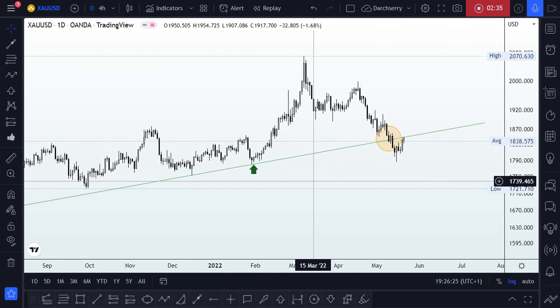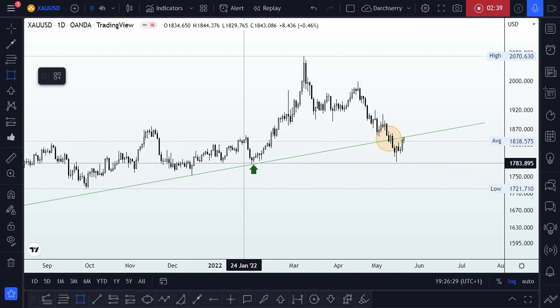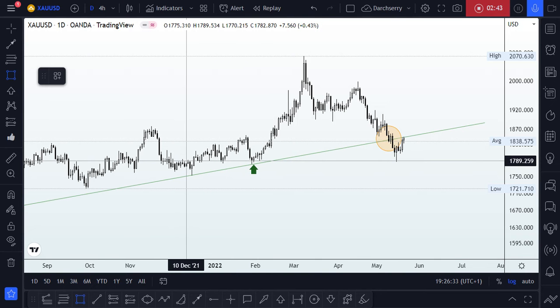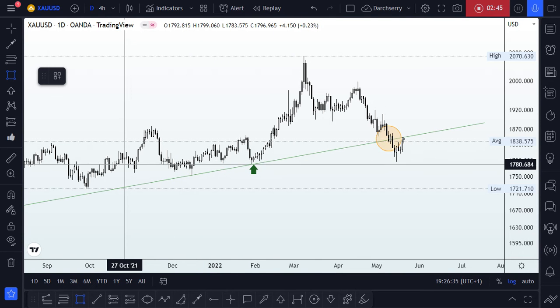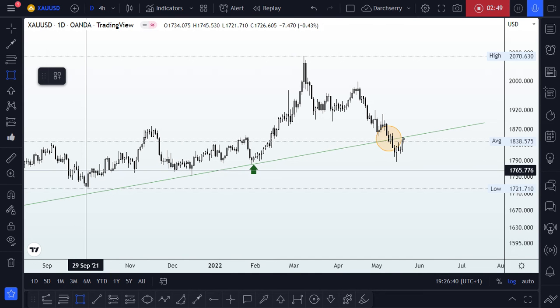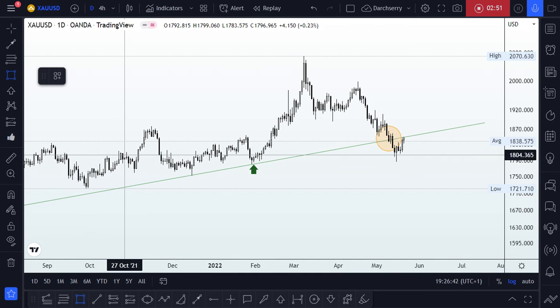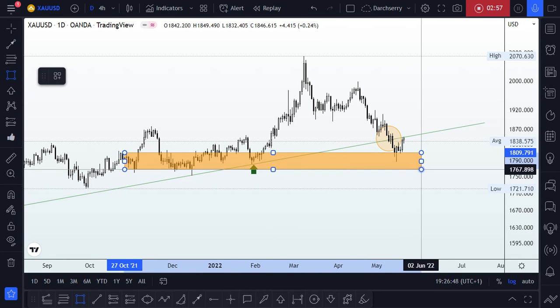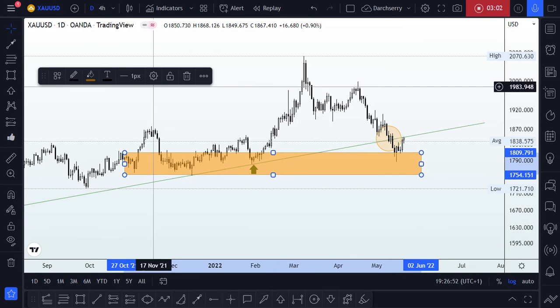So with this information in hand, you will agree with me that we're right here sitting on a demand zone that has memory as far back as August, September. So we have a demand zone which has a memory that goes back to November, December last year, which we are sitting on right now.